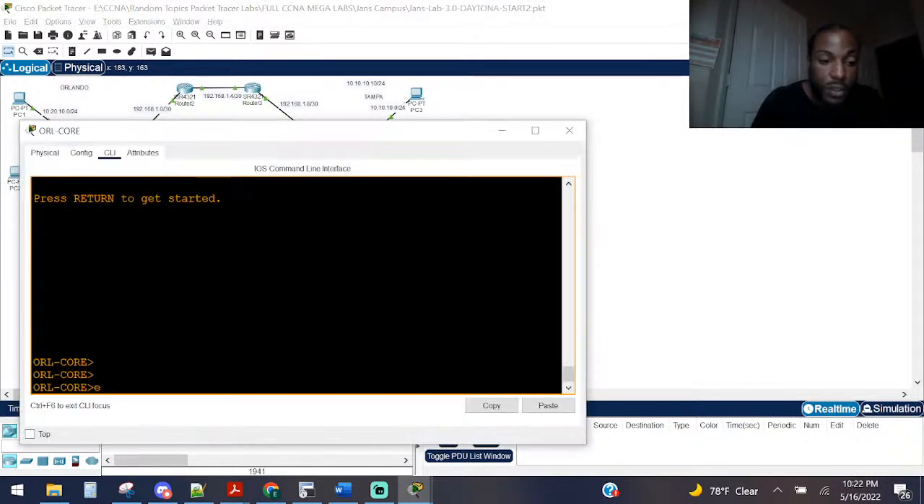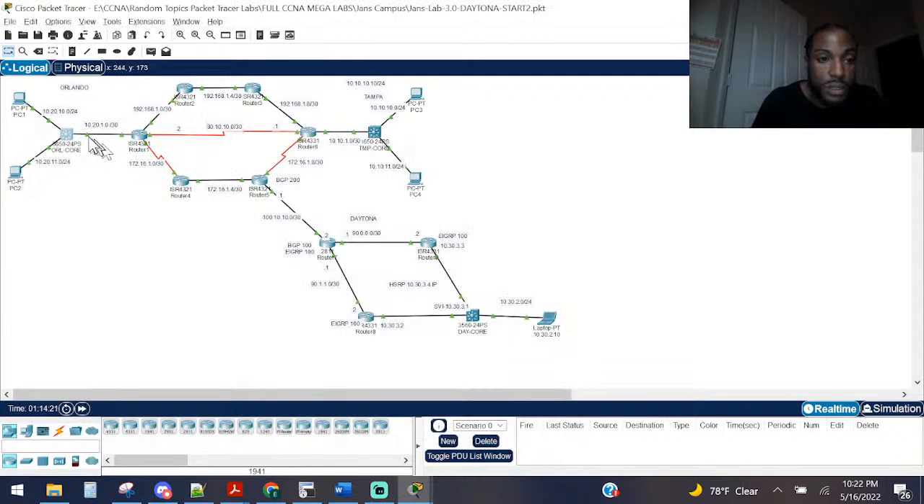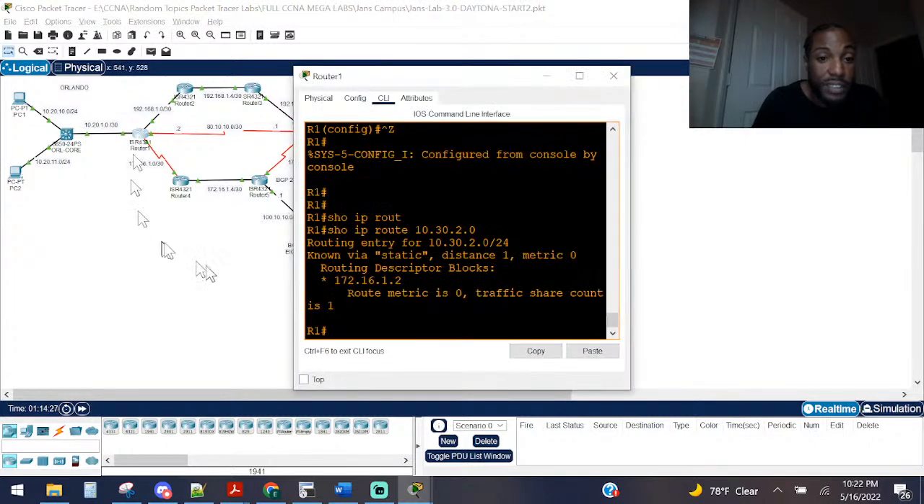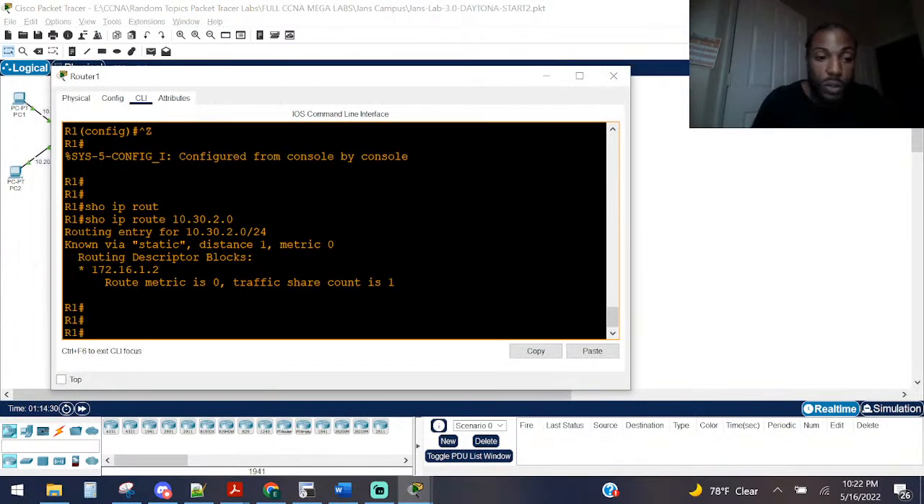Do you know how to get to 10.30.2.0 Orlando? Show IP route. 10.30.2.0. Yes, you do. You said it's your next hop, 10.20.1.2. So 10.20.1.2 right over here. Do you know how to get there? Right? And that's pretty much what static routing is, right? Do you know how to get to this network? Yes? No? Okay. So we already ran that command.